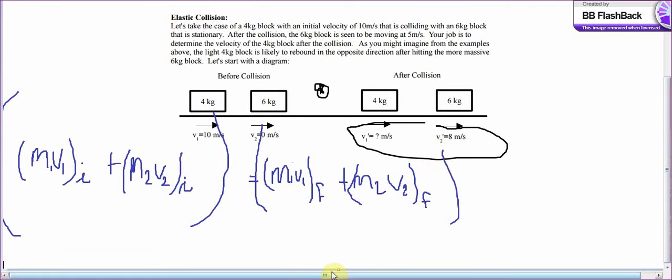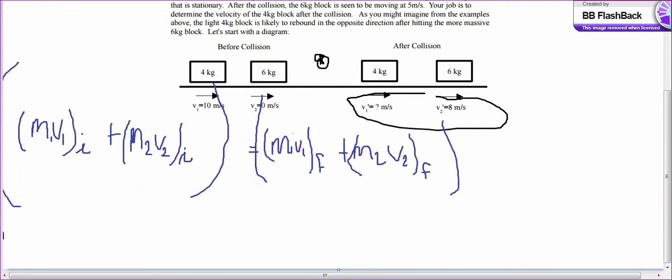Okay. We plug in what we know. Mass 1 is 4, velocity for the first object 10, and you add it with the mass times velocity of the second object, or the momentum of the second object. And it's not moving, so the velocity is 0. 6 times 0 equals 0.